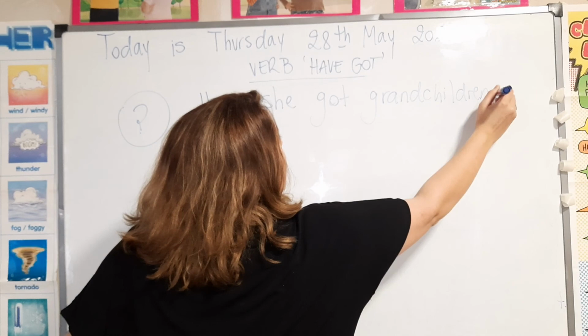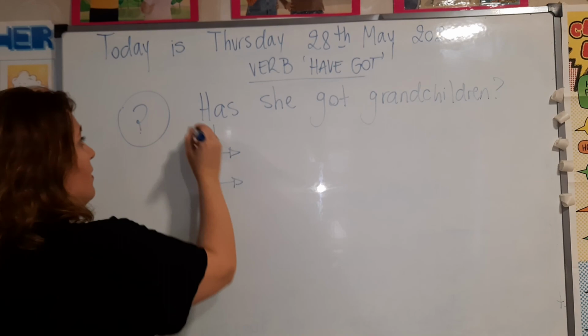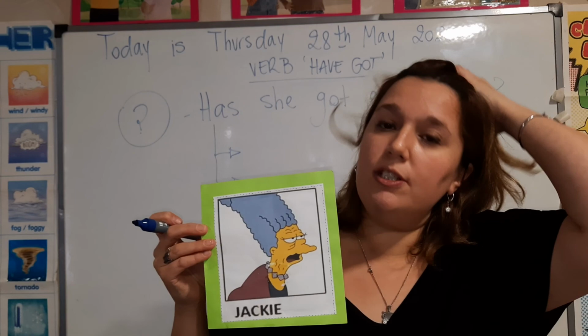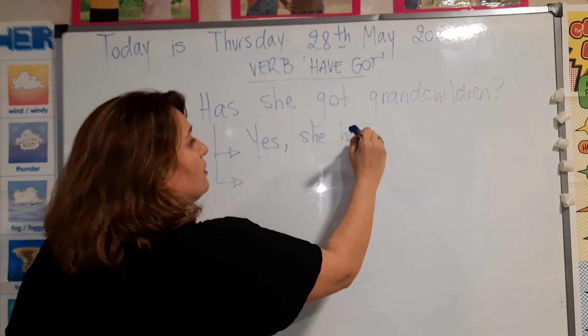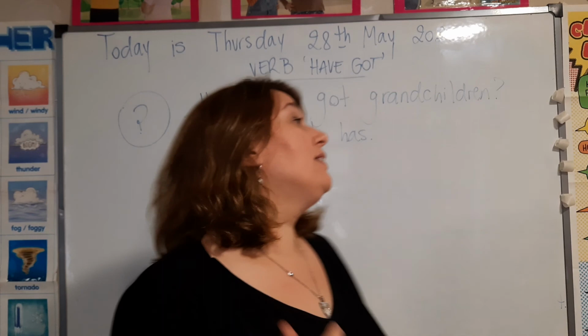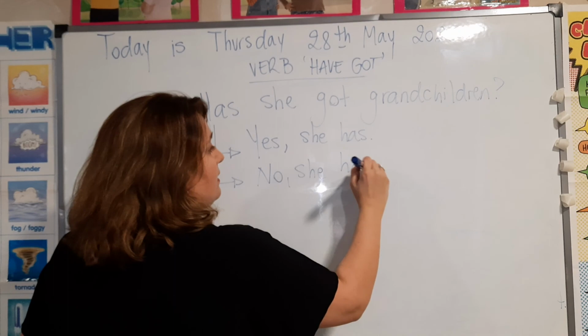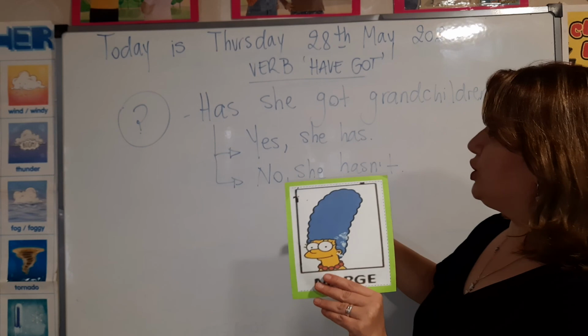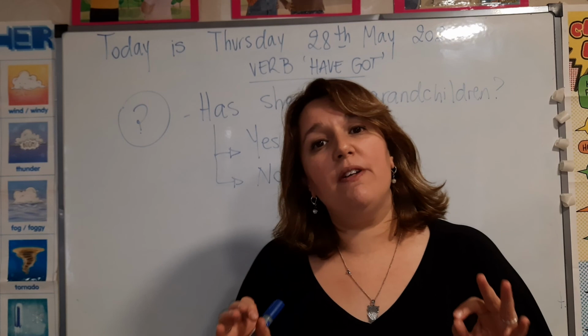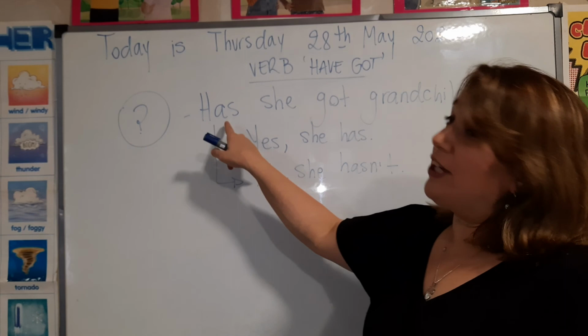And the answer, in this case, has she got grandchildren? Yes, she has. Full stop. Yes, comma, she has. Full stop. But if the answer is no, you can say, no, she hasn't. For example, has she got grandchildren? No, she hasn't. The same happens with they, you, we, and I. Not has, but have.